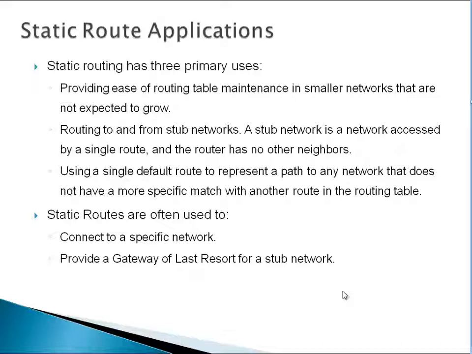The second use is to provide a gateway of last resort for a stub network. For example, a stub network is our home network, and we can create a static route to provide a gateway of last resort. That will be our ISP.